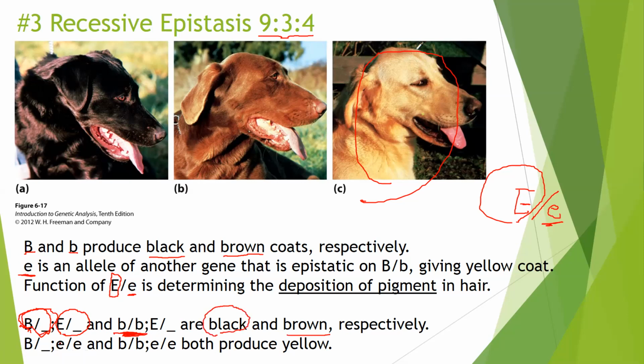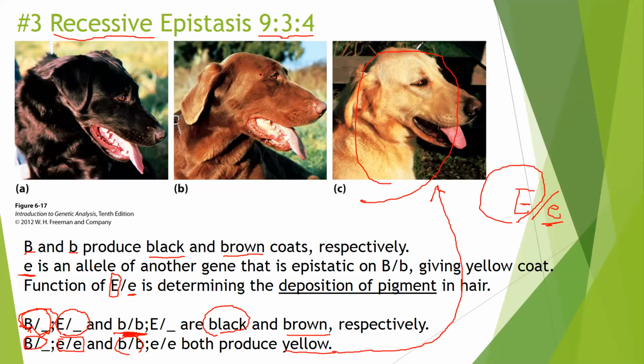However, if the E gene is recessive, so this is the recessive epistasis, right? If the E gene is recessive, then this will give us a uniform color, which is the yellow, because no pigment can be deposited in the dark hair. So this is another example to show the recessive epistasis.